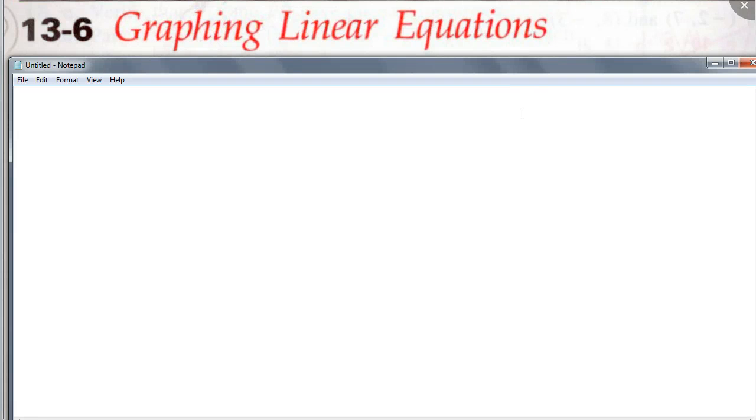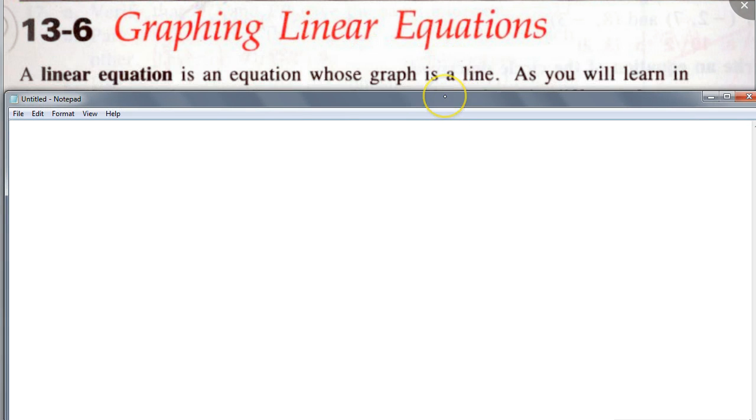Okay, today we're going to graph linear equations. So first of all, guess what kind of graph you get when you graph a linear equation? Very good. Do you see line in linear? A linear equation is an equation whose graph is a line. Should we write that down? If you like, yeah, sure.